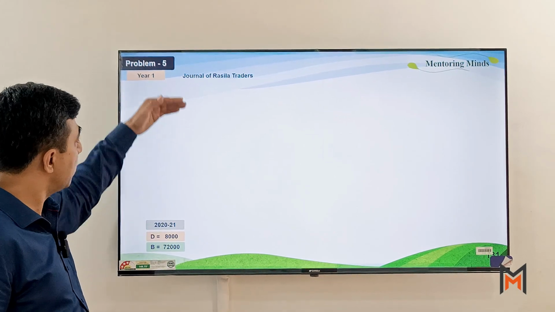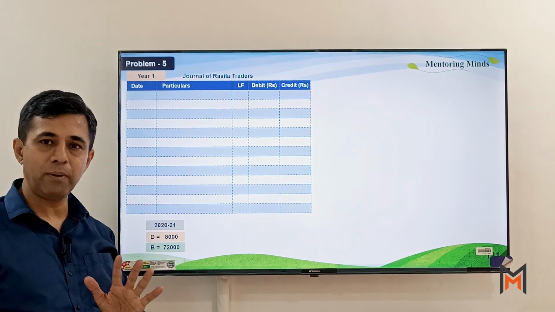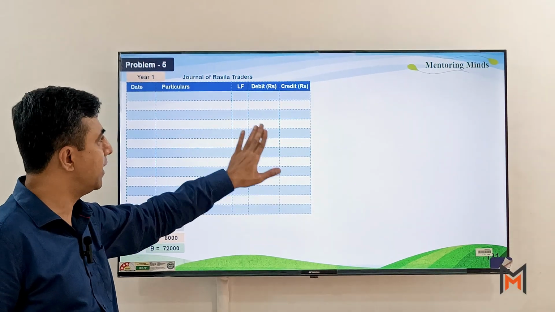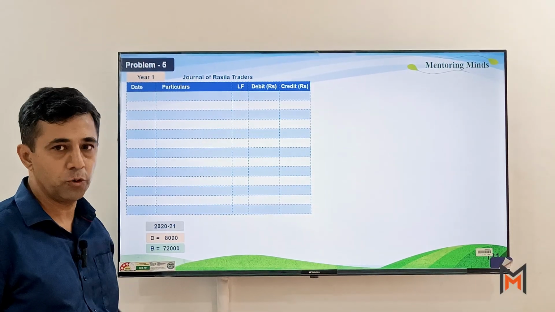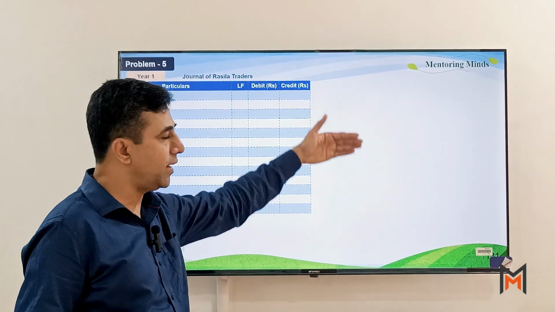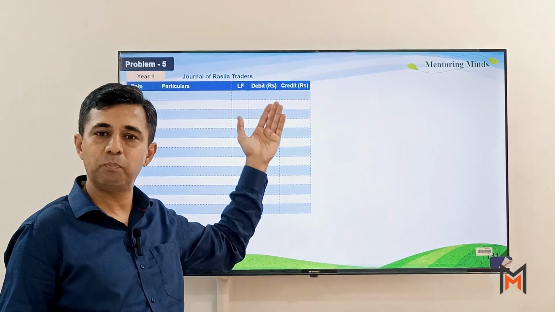ठीक है. So here we are going to draw the format of journal entry. हमें पता है journal entry के format में 5 columns आते हैं: date, particulars, LF, debit and credit. LF stands for ledger folio. Folio यानी page number. Now whatever the journal entry is there which is going on in our mind, the same we are going to place it here.